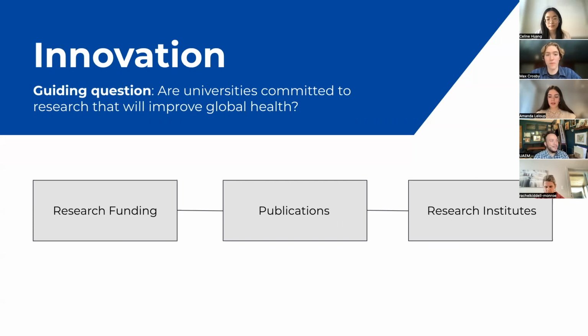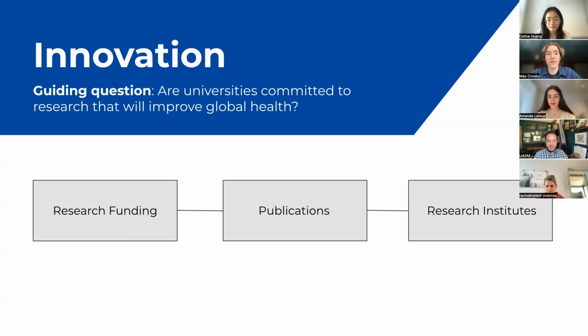Our first two subtopics, research funding and publications, looked to see if universities were winning and using funding to research key areas in global health, such as neglected tropical diseases. They additionally looked to determine the output of global health programs at the U15 in the form of publications.